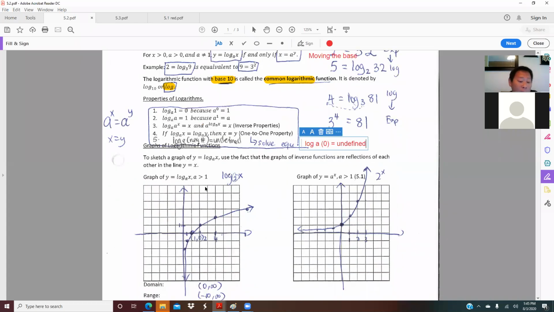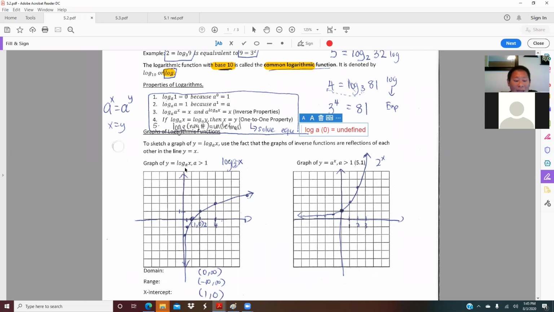Graph: how do we graph this log_a function? We start out with a, which in this case has to be greater than 1. I start with 2. So if I put log_2 x, how do I do this? It is based on your coordinates. What I do is I cannot use 0 or negative numbers.